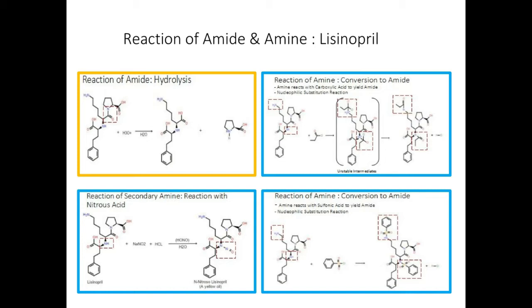For the reaction of amine, there are two types. Firstly, the primary amine will undergo conversion to amide when reacted with either carboxylic acid or sulfonic acid. For the reaction of secondary amine, it can react with nitrous acid to produce an N-nitroso compound, or N-nitroso lisinopril.